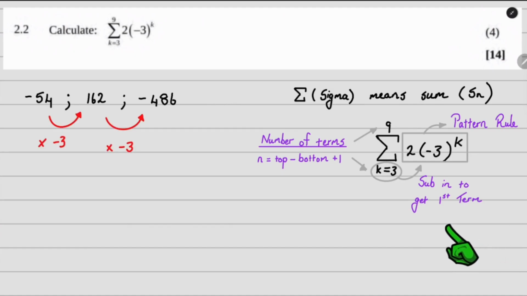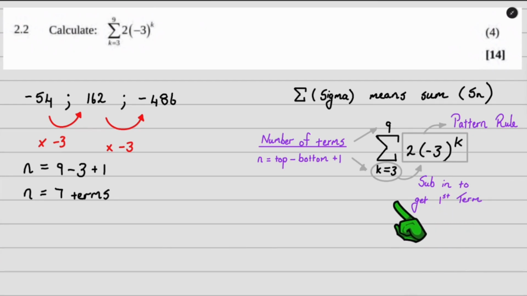And while we're here, we are going to need the number of terms, so we can pop it into our SN formula. So let's get the number of terms by saying the top minus bottom plus 1. So that's going to be 9 minus 3 plus 1. And now I can kind of forget about sigma notation. I've extracted what I need from it, so it's kind of useless to me now. So I fall back into my normal procedure, where I'm going to get the sum of a geometric pattern.